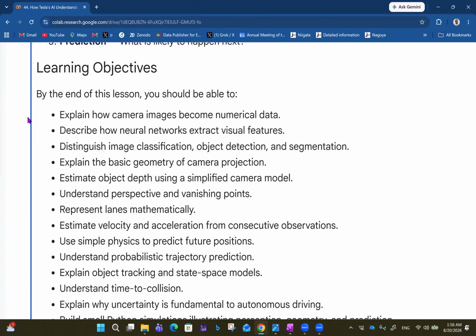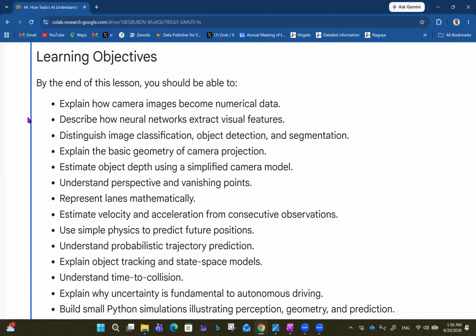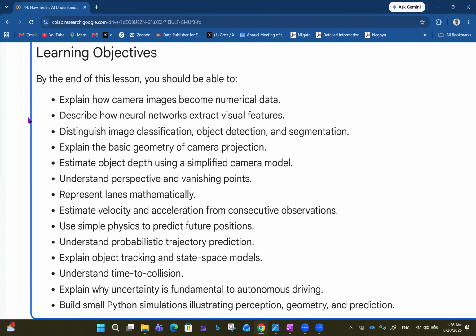So the learning objectives: by the end of this lesson, you should be able to explain how camera images become numerical data, because of course everything is broken down to pixels. Then describe how neural networks extract visual features, and distinguish image classification, object detection, and segmentation. Then explain the basic geometry of camera projection, estimate object depth using a simplified camera model, understand perspective and vanishing points, represent lanes mathematically, estimate velocity and acceleration from consecutive observations, use simple physics to predict future positions, understand probabilistic trajectory prediction, explain object tracking and state space models, and understand time to collision.